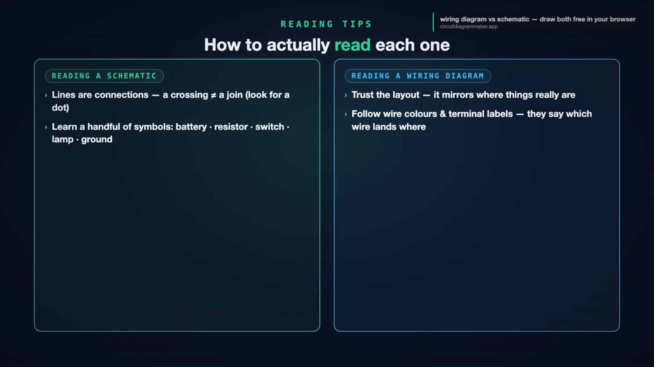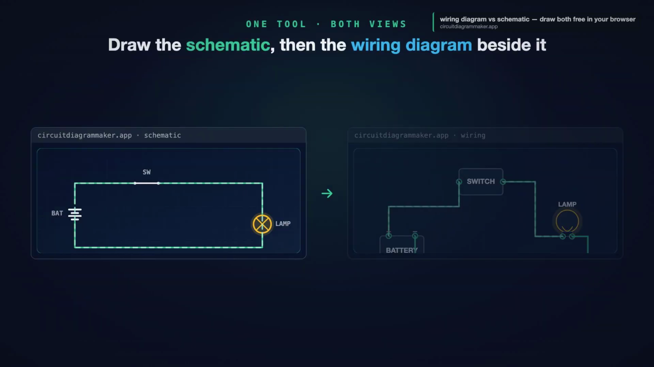On a wiring diagram, trust the layout because it is telling you the truth about where things are. Watch the wire colors and the terminal labels. On a real wiring diagram, those are gold. They tell you exactly which wire lands on which screw. And notice that a wiring diagram is usually messier looking than a schematic, precisely because it is honoring physical reality instead of tidiness. And the best way to lock this in is to draw both yourself.